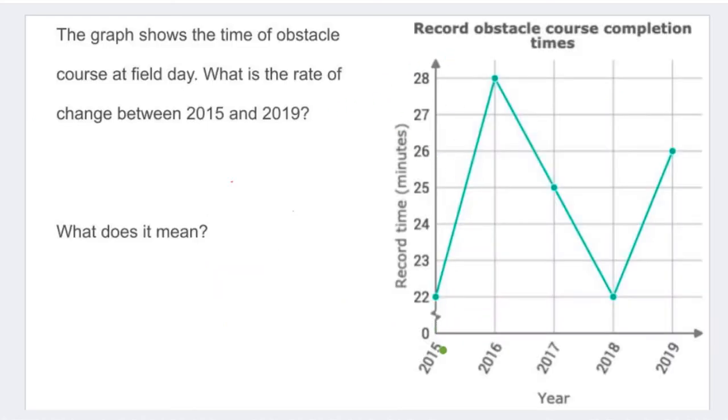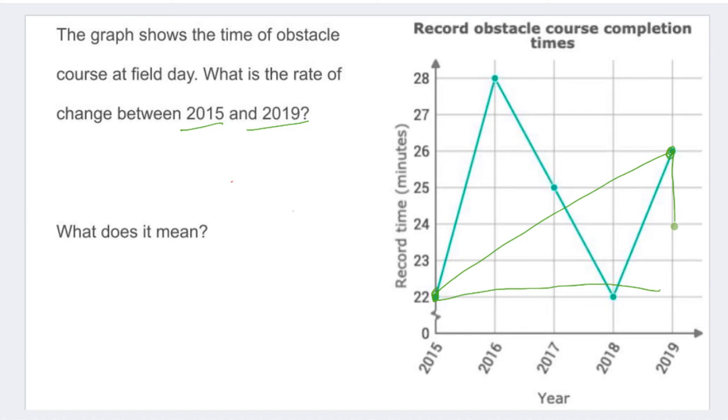For this example, we have a graph. Time in years is the independent variable. Again, time is always independent. And this is the record of an obstacle course. So 2015, 2016 goes down, goes back up. The question is, what's the rate of change between 2015 and 2019? So we don't actually care what happens in 16, 17, or 18. We only care about these two endpoints, which means this is the line we really care about finding the slope and the rate of change to.